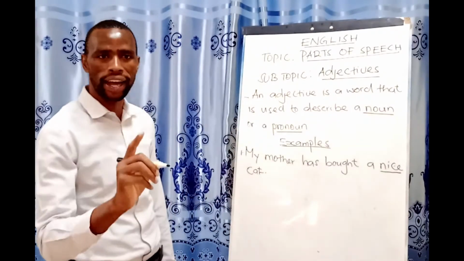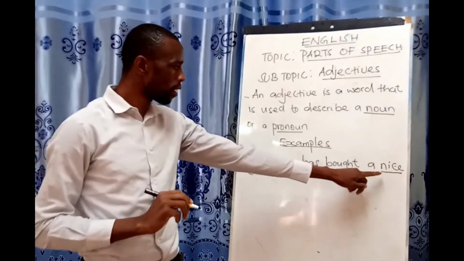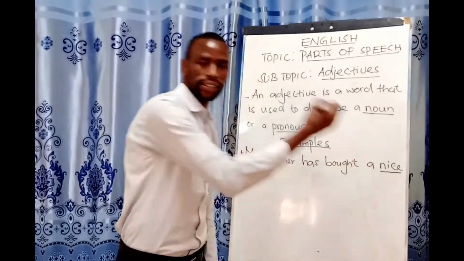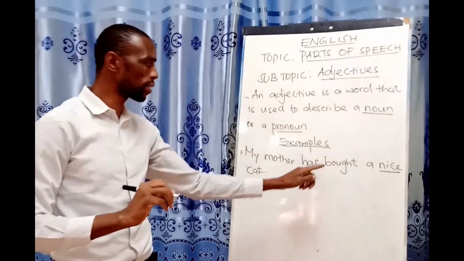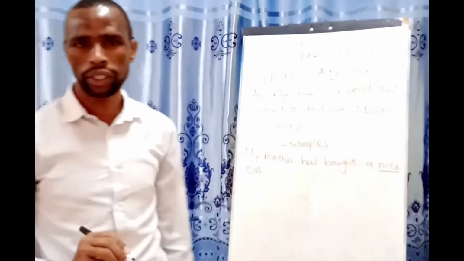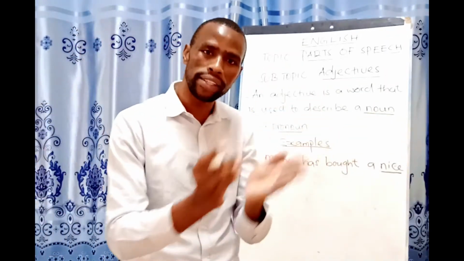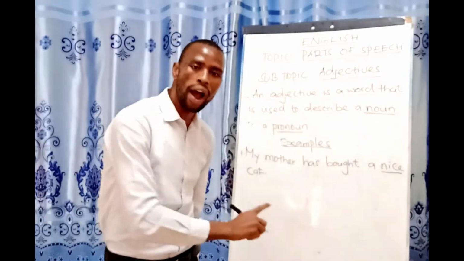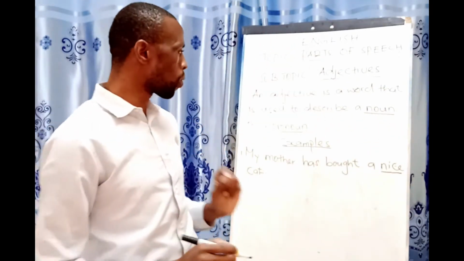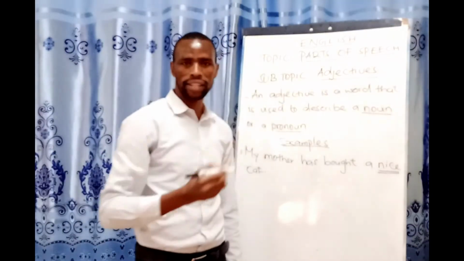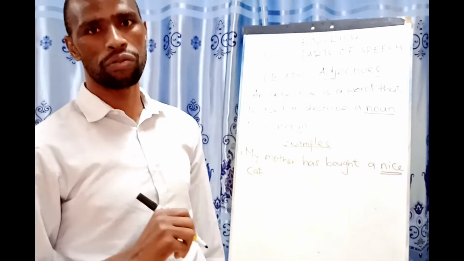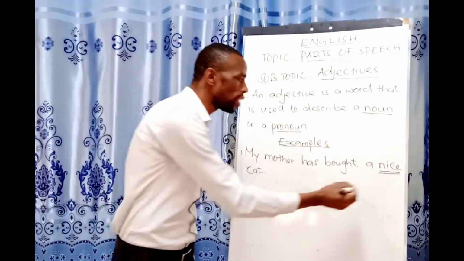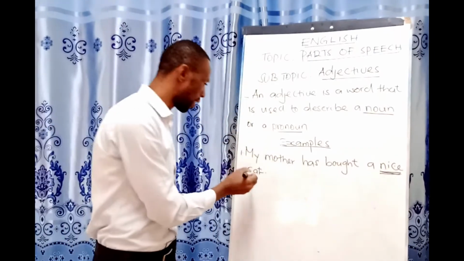We underline the word nice. Why? If we remove the word nice from the sentence, it is going to read, my mother has bought a cat, but we don't know which kind of cat this is. So there is a word in that sentence which is missing, and the word is nice. When we add the word nice to that sentence, it becomes an adjective. Why? It is telling us more about the cat.